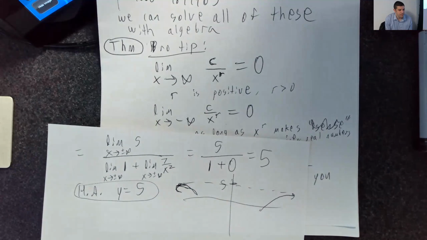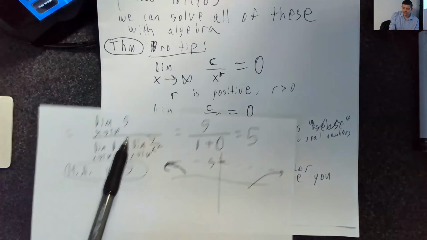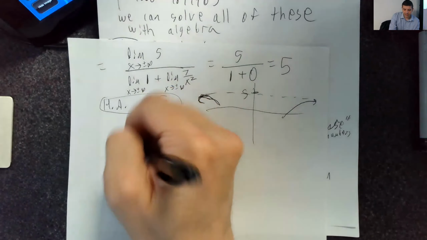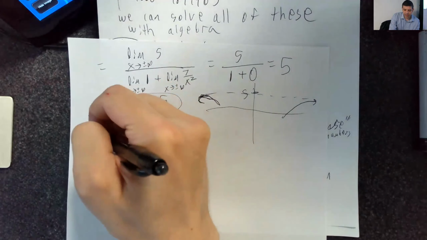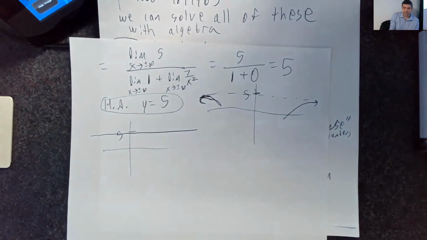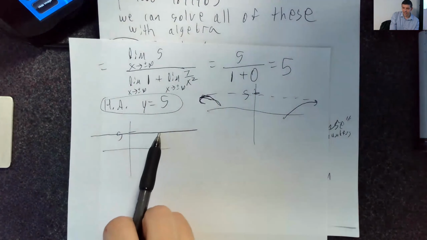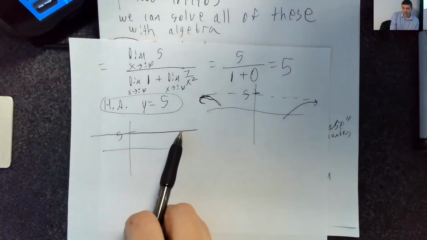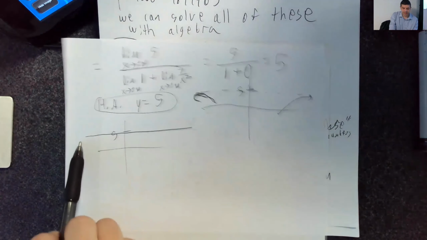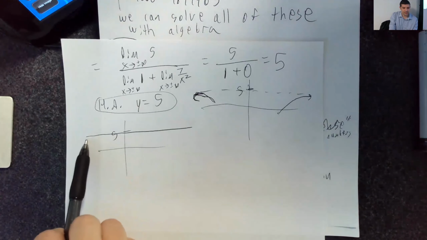Another example? Yeah, we'll do another example. But this one okay, guys? You'll keep using the pro tip. Oh, because the limit of 5 is 5. If I have the function y equals 5, it's a horizontal line. So if I look at x going to infinity, what are the y values doing? They're 5. Negative infinity, 5.